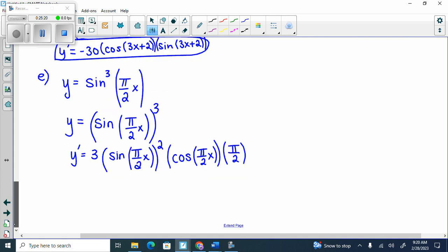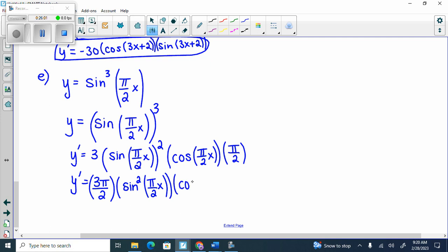Now, they will probably move the pi over 2 with the 3 at the front and write it as 3 pi over 2, because 3 times pi over 2 is 3 pi over 2. They will take this 2 and put it back in between. So you take it out to do the chain rule, but in your very last step, you bring that exponent back in, right between the sine and the number. So we're going to get 3 pi over 2 sine squared pi over 2x. They will always bring it back in. Cos pi over 2x.